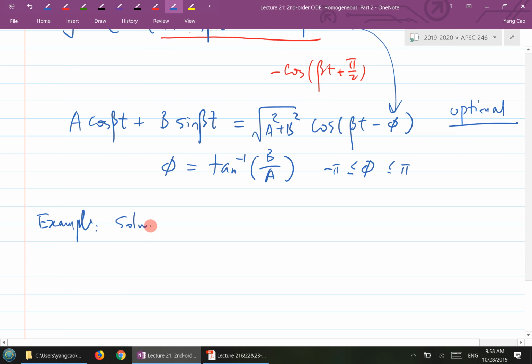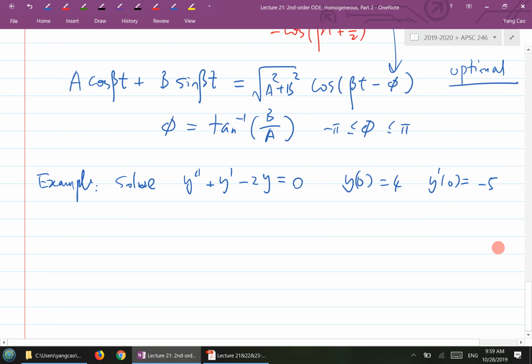First, let's take a look at this one. Solve y double prime plus y prime minus 2y equal to 0. Initial conditions: y of 0 equal to 4 and y prime of 0 equal to negative 5.